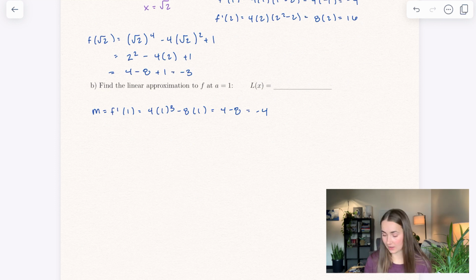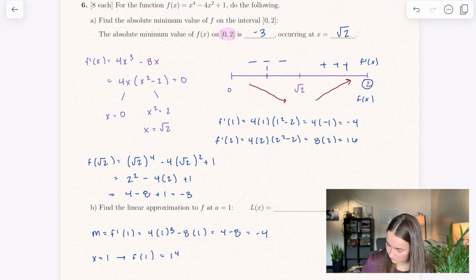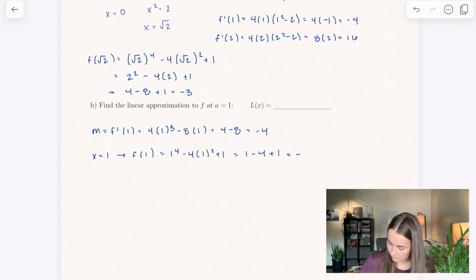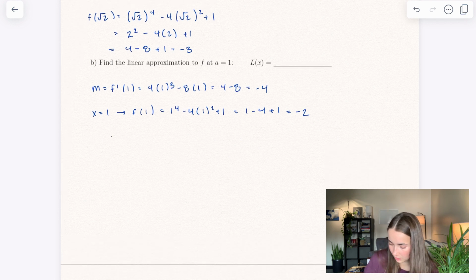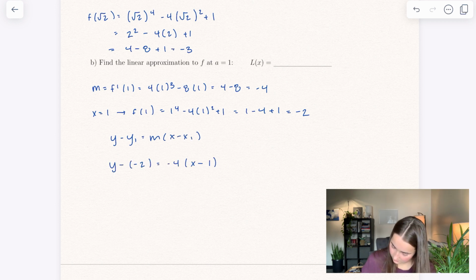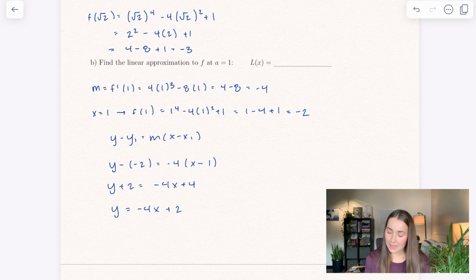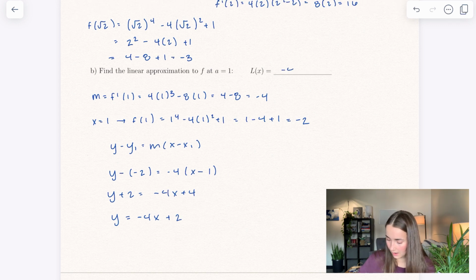We want to go ahead and find our two points. So first we have that x is equal to 1, so we can find our corresponding y value, which is when we just plug in 1 to the original function. So we have our x value, now we have our corresponding y value, so we can plug this into our equation. y minus y1 equals the slope times x minus x1. Here we have our equation, so we can fill this in. We got L of x is equal to -4x plus 2. And that is our final solution.